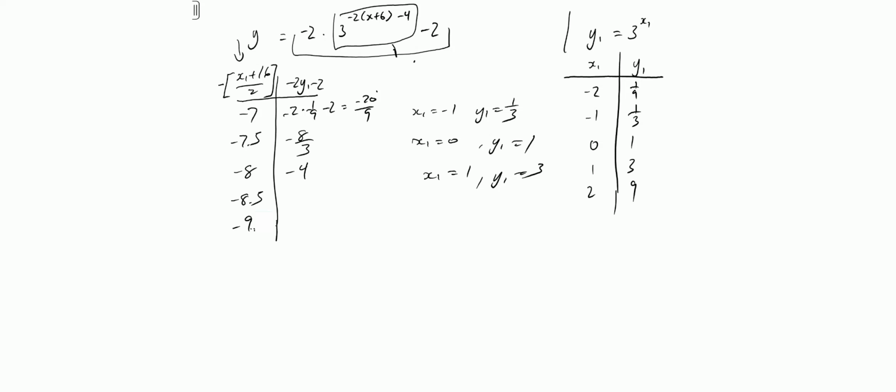Now I'll just finish the x values. They're all decreasing by 0.5 because the values for x1 are linear and the function x1 plus 16 over 2 is also linear. Now for the y values, we have negative 2 times 3, negative 6 minus 2 is equal to negative 8, and then 9 times negative 2, negative 18 minus 2 is equal to negative 20. And thus we have finished the table of values. You can graph this if you want.